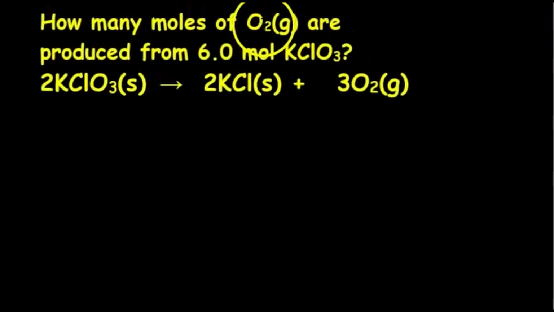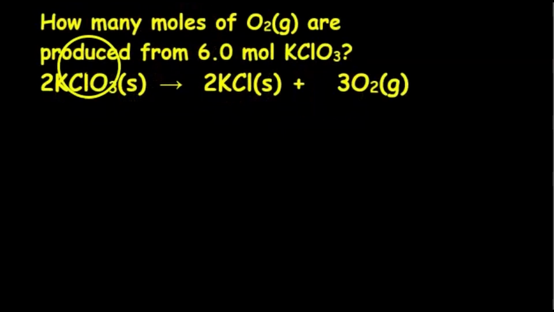How many moles of oxygen gas are produced from 6.0 moles of potassium chlorate? Anyways, you don't need to know that, KClO3. We have a balanced chemical equation here. It should be balanced, but double check, because sometimes your teacher or prof tries to trick you. Most of them don't, but some do. And it's balanced, so it looks good.